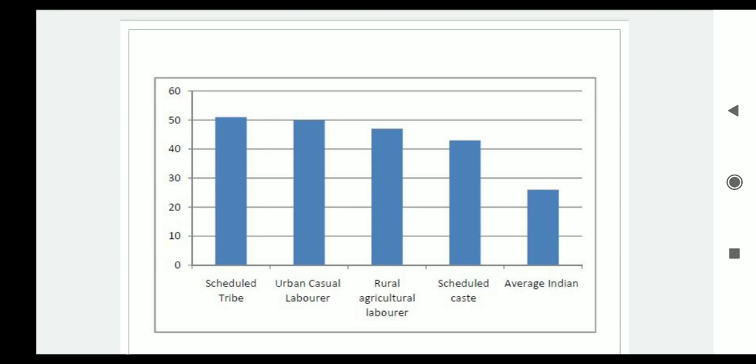Although the average of people below the poverty line for all groups in India is less than 30, 48 of 100 people belonging to scheduled tribes in rural areas are not able to meet their basic needs. Similarly, 47% of casual workers in urban areas are below the poverty line. About 50% of landless agricultural workers and 43% of scheduled castes are also poor.